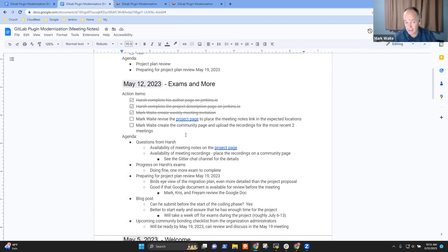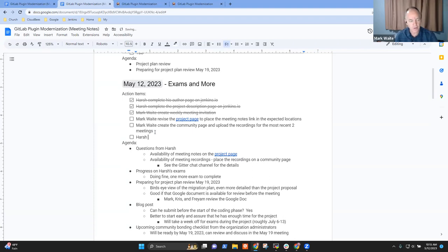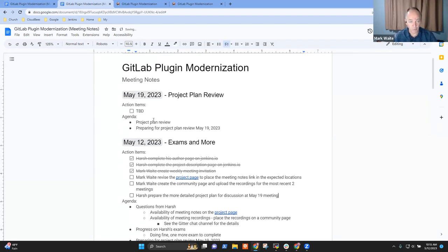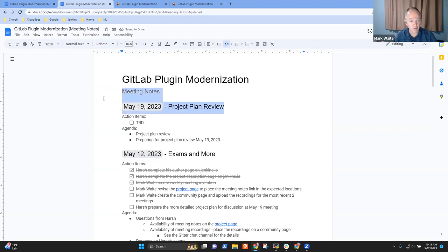I think that covers everything we needed to do then. I've got two action items. Oh, and I guess really the biggest action item is Harsh, prepare the more detailed project plan for discussion at the May 19 meeting. And then we'll do it during the project plan review next Friday. Chris, anything else from you?